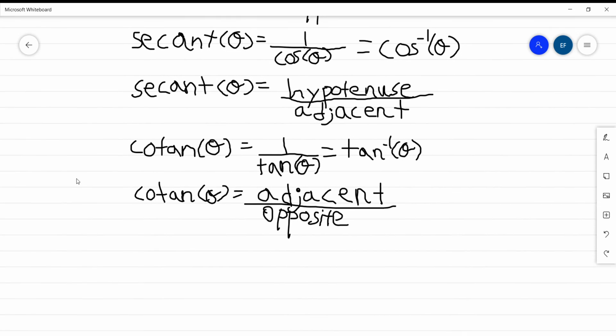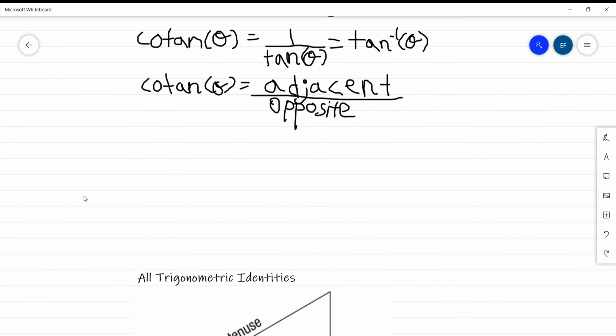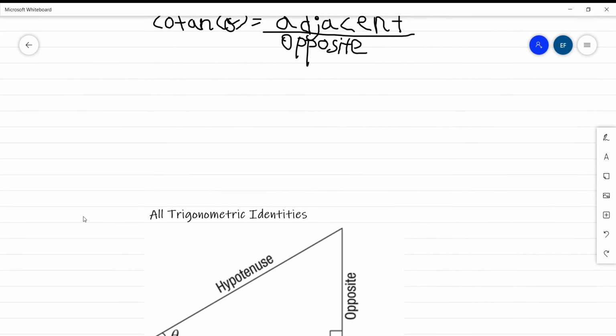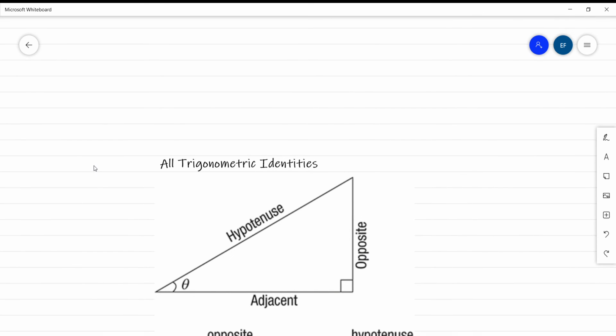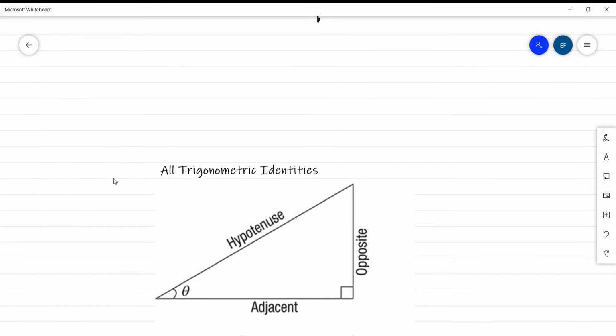So let's try and test your knowledge. If you want to pause the video here, now's a good time. See how well you can remember. What are the 6 trigonometric identities? The original 3 and their inverses. All right, let's see how you did.